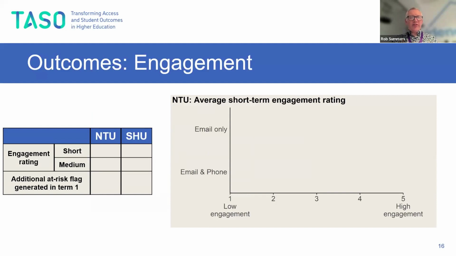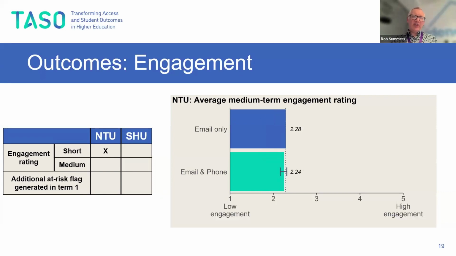So all the results that I'm going to present today are presented on a graph like this. There'll be two horizontal bars shown shortly. The top one will be for the email-only intervention. The bottom one will be for the email and phone call intervention. In this case, low engagement at 1 is on the left and high engagement at 5 on the right. And so for Nottingham Trent short-term engagement rating, which is 10 days post the intervention being issued, we find that there is no difference between the engagement rating for the email-only students versus the ones who received an email and a default phone call. So our first main outcome, the short-term engagement rating, we're finding no effect.